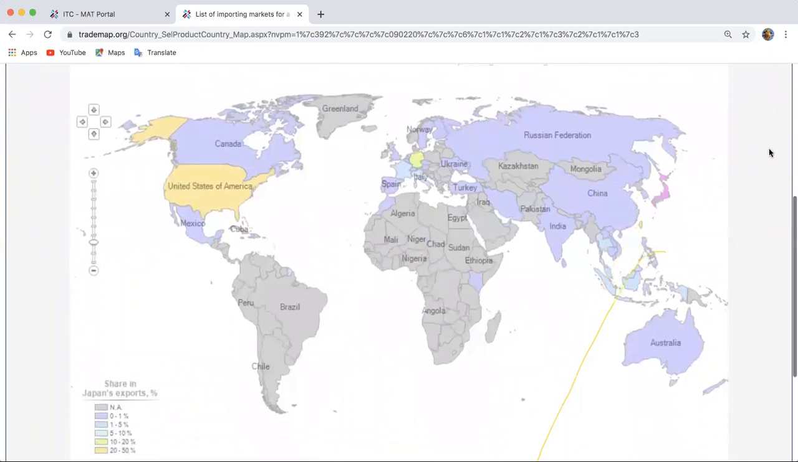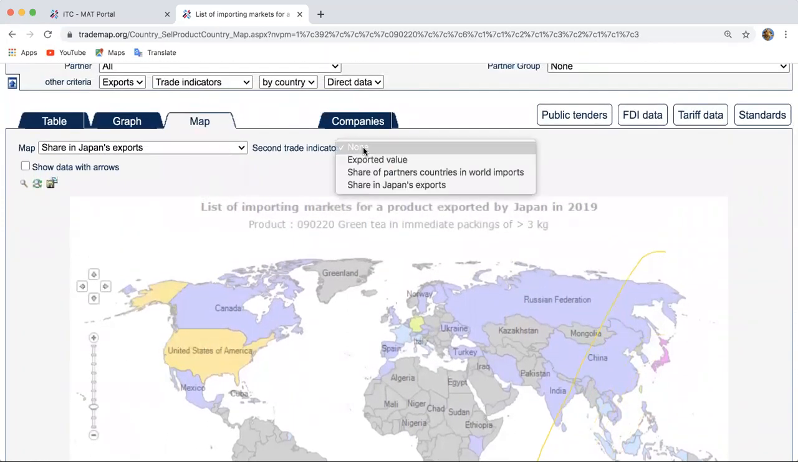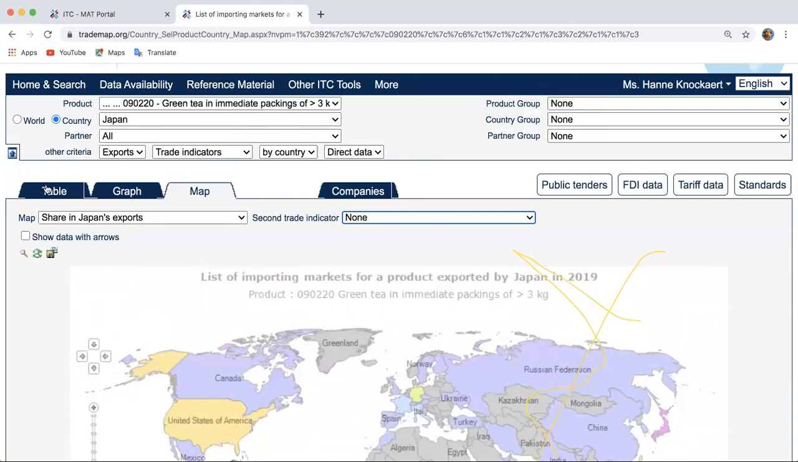And we can see that yellow means that the market share is between 20 and 50%. And as we saw in our table, the same thing, the US kept the largest market share for our Japanese tea. So you can play around with these things. You can add some second trade indicators by share of partner countries in world imports, in Japan's exports in general. This is also very interesting to look at.